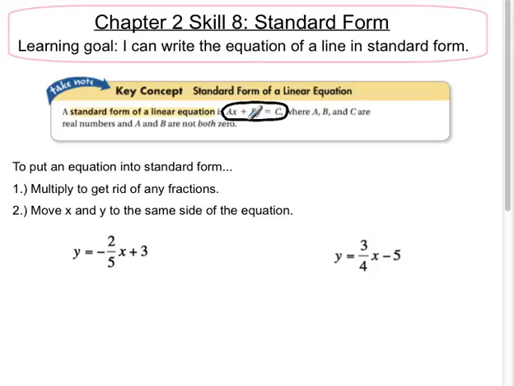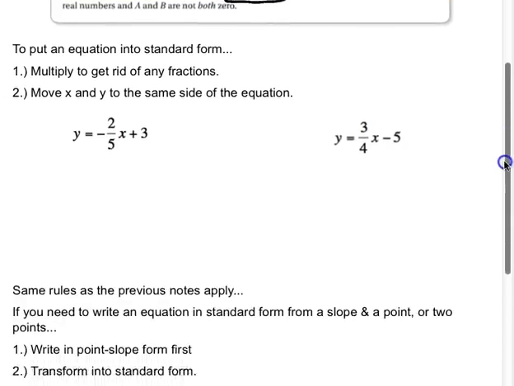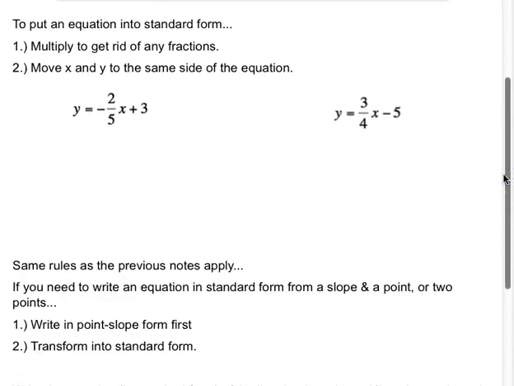Okay, so that's kind of the two things. No fractions, X and Y have to be together. So let's take a look quickly at just how do we make that happen? Okay, so here, how do we get rid of that fraction?